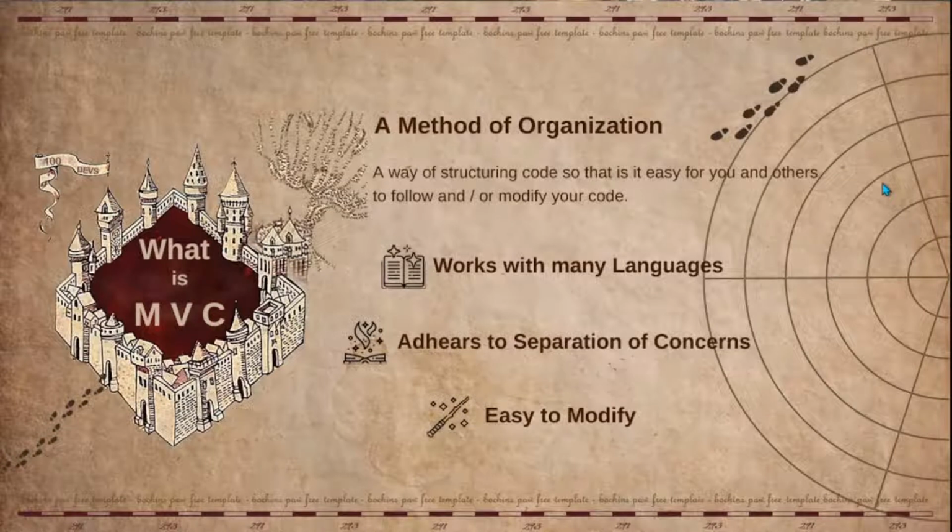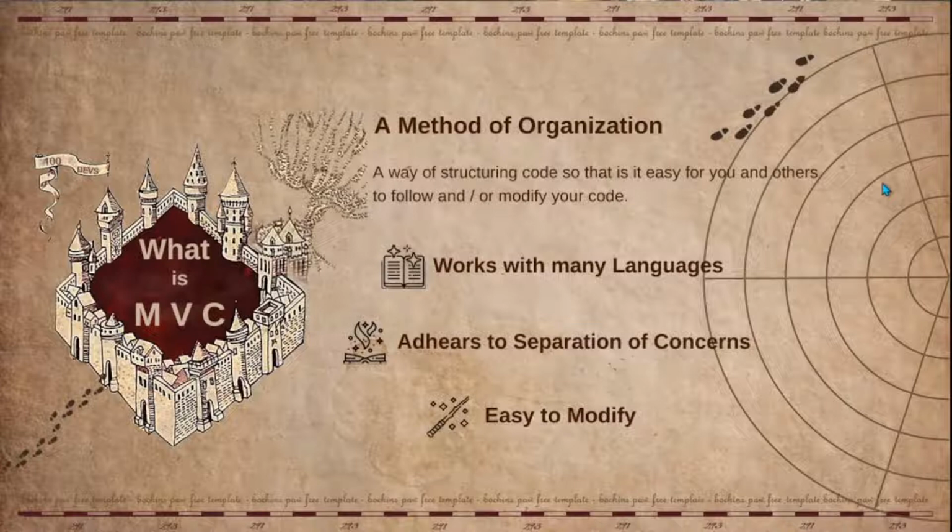MVC is a way of thinking about and organizing your spells, or what some people call your code. It's used so that others can clearly understand what's going on. It can be used with many different languages. It helps your spells adhere to separation of concerns, and it makes your spells easy to modify.